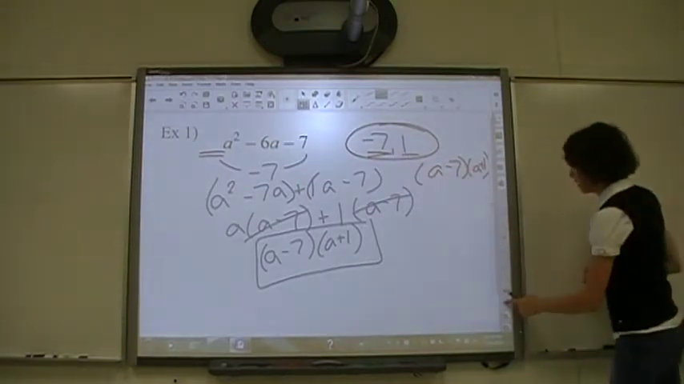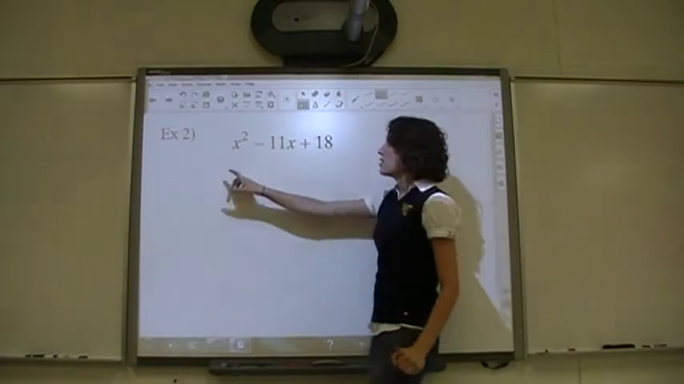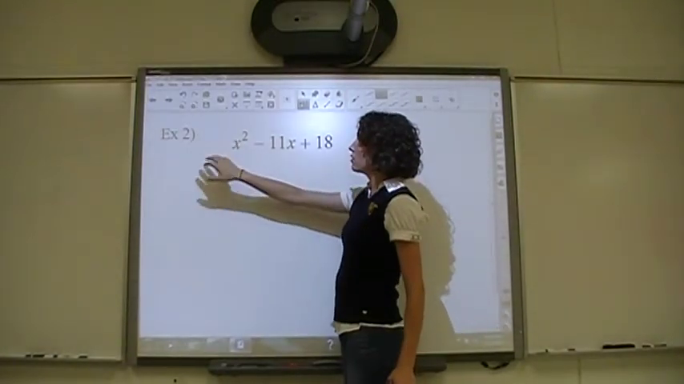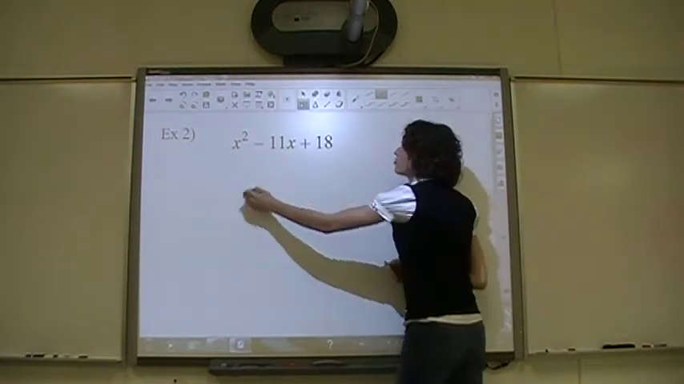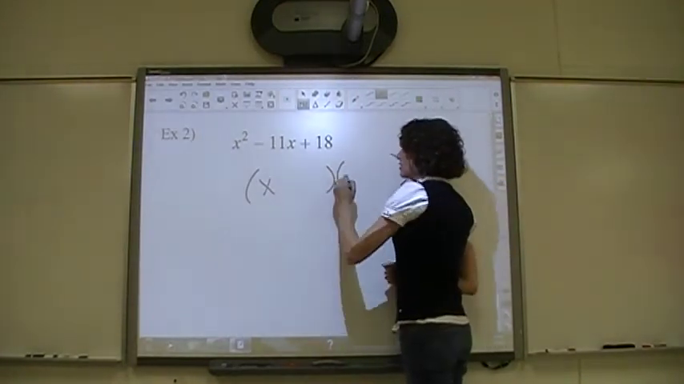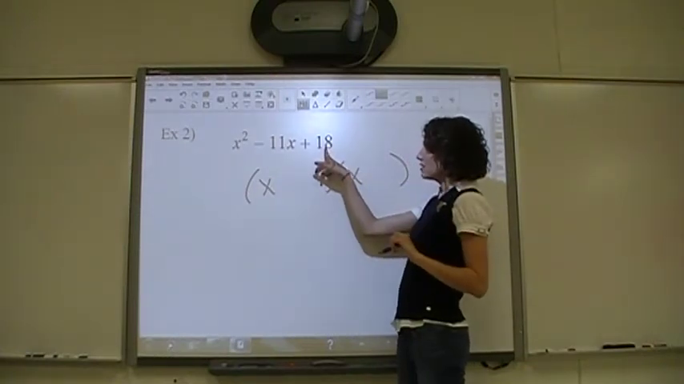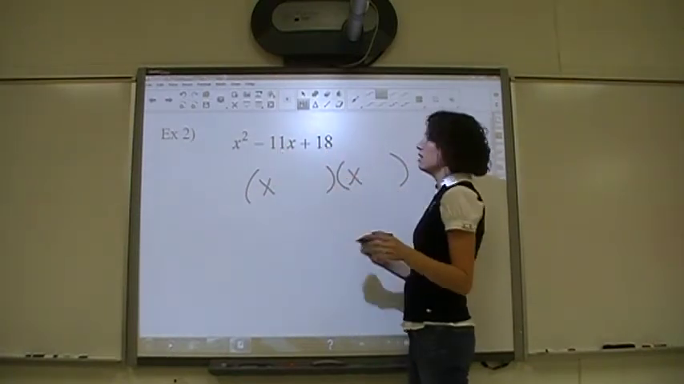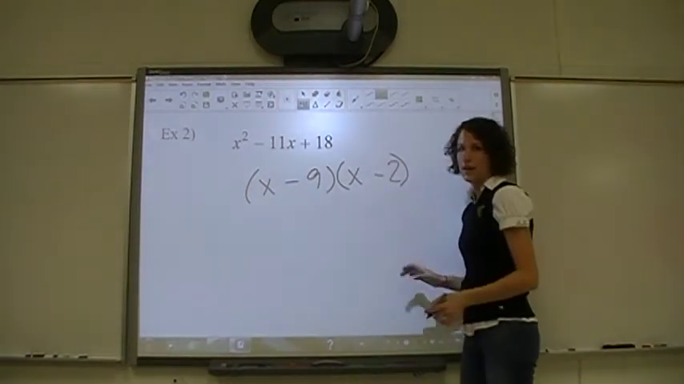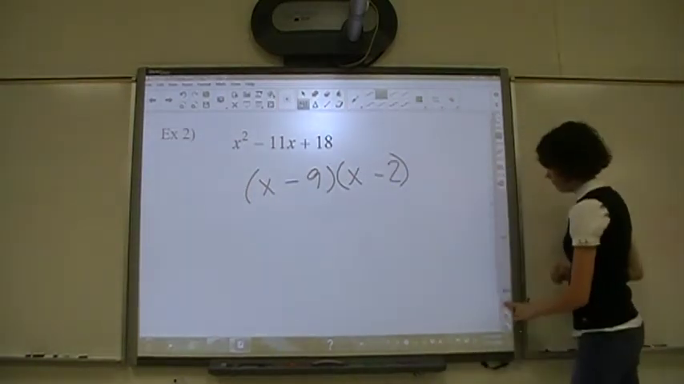All right, let's try another one. So right away you notice that there's no number in front of this x squared. So that means that you can go straight into the shortcut method. So you have an x and an x. Factors of 18 that add to negative 11 are negative 9, negative 2, and you're done. All you have to do, shortcut method.